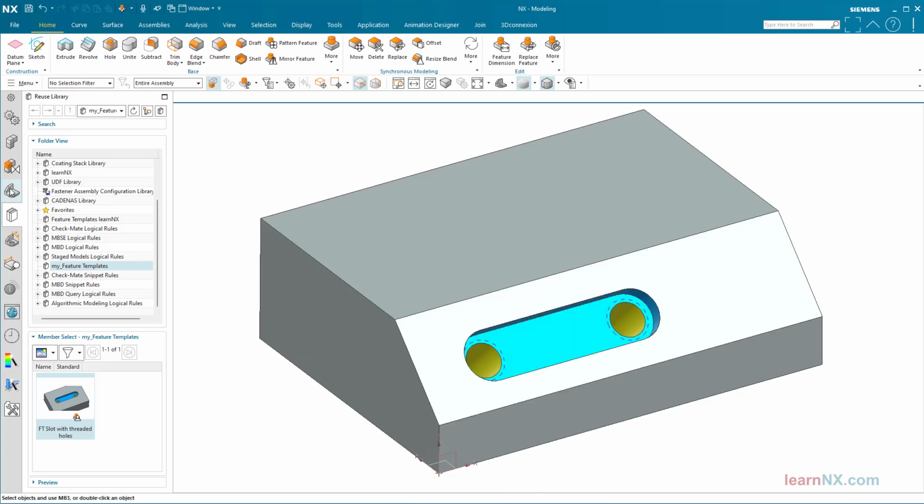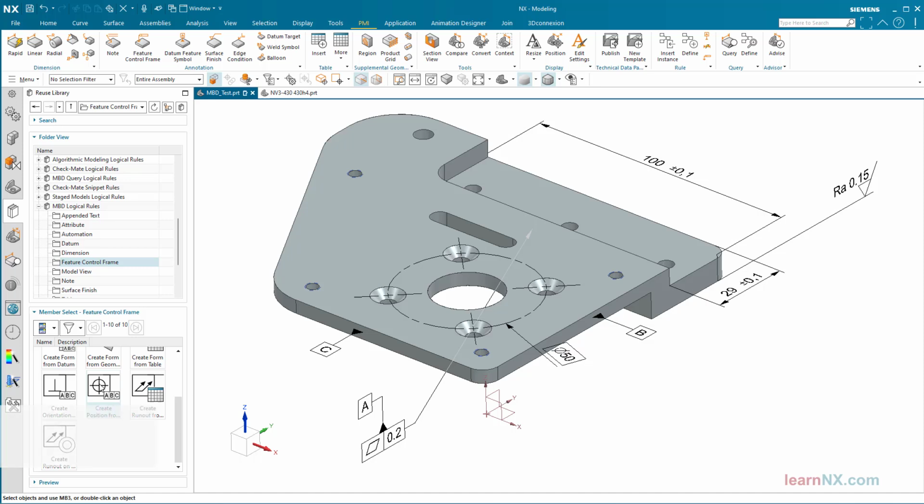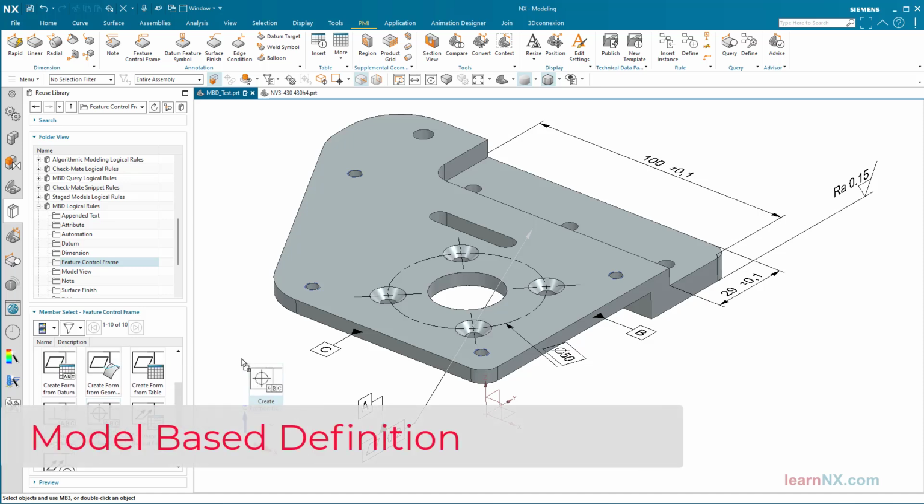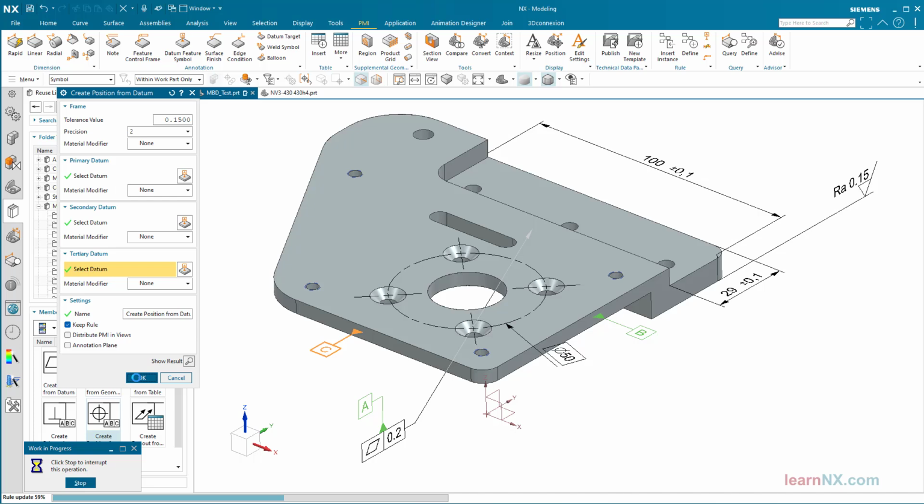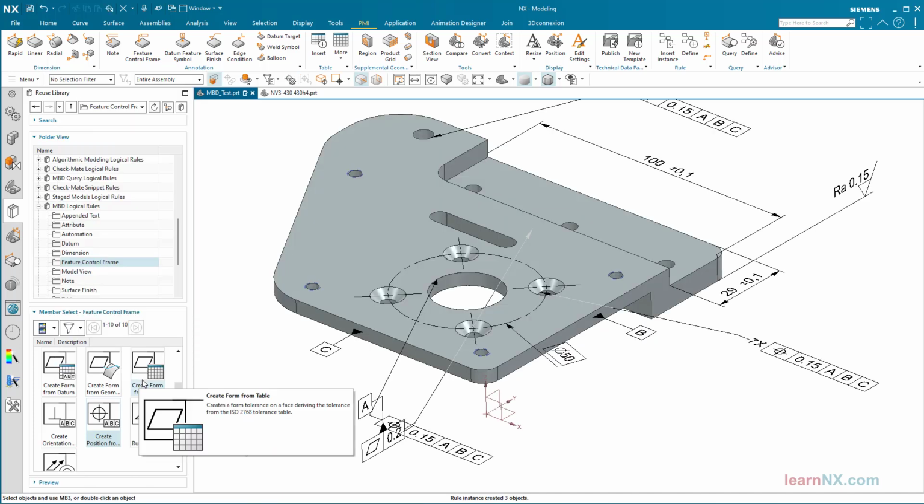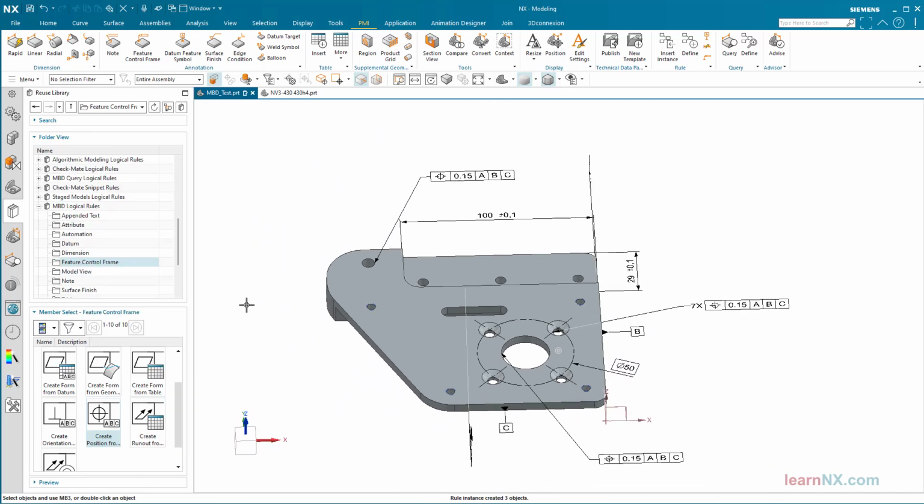Can you do more? Yes, with the help of the model-based definition you can also create dimensions using predefined rules. For example, all holes are given a predefined position tolerance. Of course, the surfaces can also be colored, as is common in toolmaking.